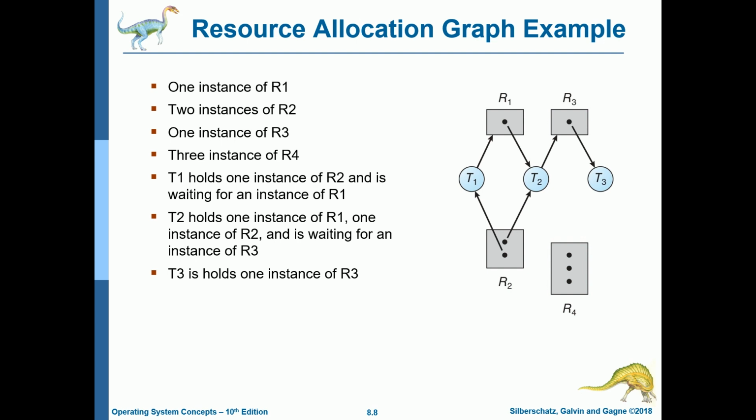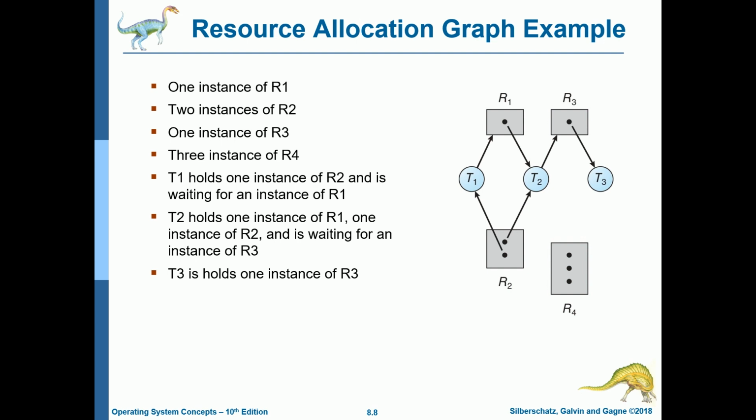Now, the resource allocation graph that's shown here depicts the following situations. You have, first of all, three sets. T, which corresponds to T(1) to T(3). R, which corresponds to the resources R(1) to R(4). And the edges, where T(1) maps to R(1), T(2) maps to R(3), R(1) maps to T(2), R(2), etc.